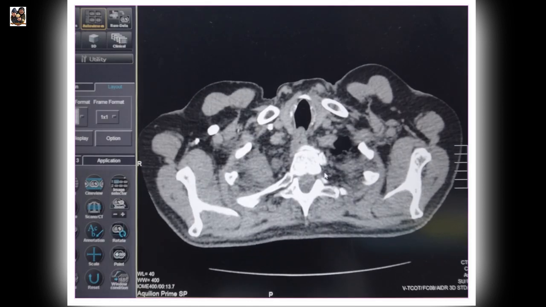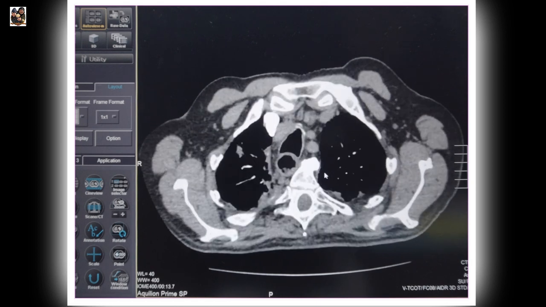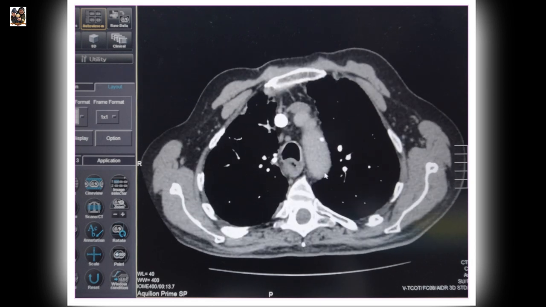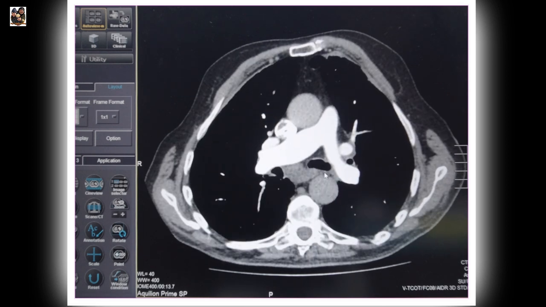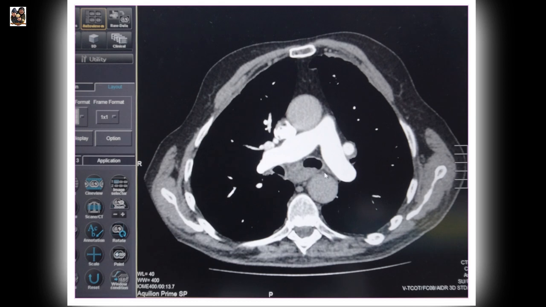Now let's check the images that we got. I think for this patient, the pulmonary embolism is negative, but still, we got a good scan of the pulmonary arteries.